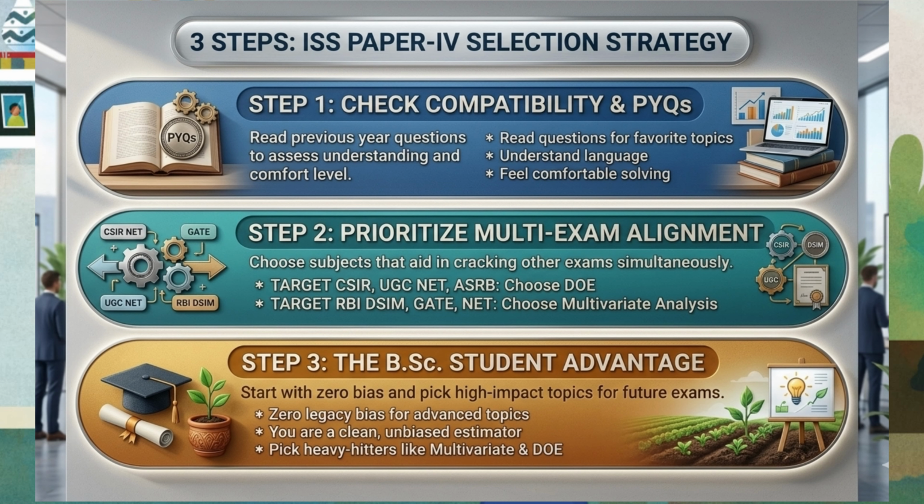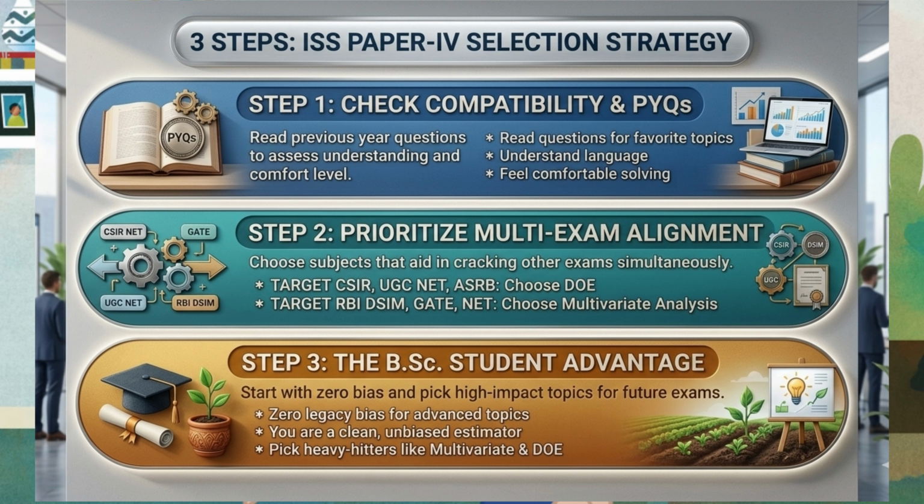Step 2. Prioritize multi-exam alignment. Choose subjects that help you crack other prestigious exams simultaneously. So if you target CSIR or UGC NET or ASRB, choose design of experiments as it is heavily asked there. If you target RBI Grade B, DSIM, GATE or NET exams, choose multivariate analysis. It aligns perfectly with their advanced syllabus.